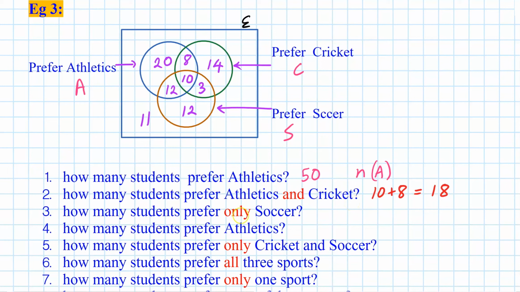How many students prefer only soccer? Only soccer, just in that area. See that? It's only soccer. It doesn't belong to any of these two other subsets. Therefore, 12.